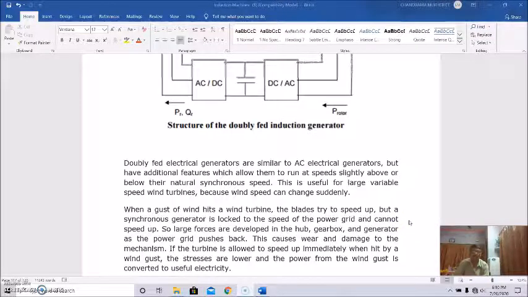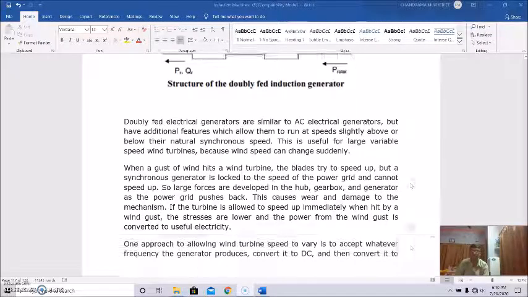So large forces are developed in the hub, gearbox and generators as the power grid pushes back, and this causes wear and damage to the mechanism. If the turbine is allowed to speed up immediately when hit by a wind gust, the stresses are lower and the power from the wind gust is converted to useful electricity.